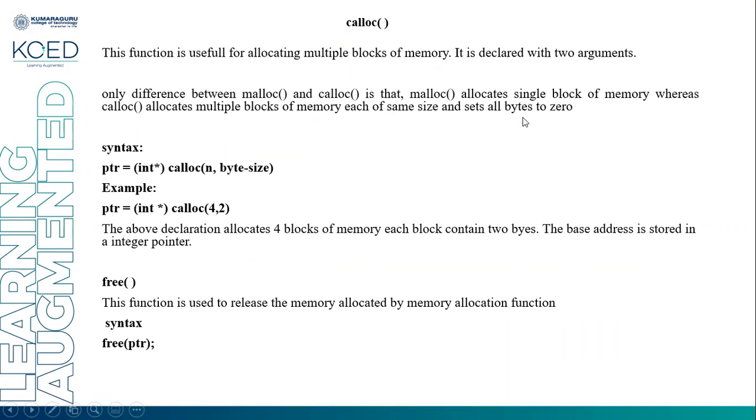Okay, it sets all bytes to zero. Initially, it will set all bytes to zero. Okay, this is the syntax: ptr = (data type *) calloc(n, byte size), for example (int *) calloc(n, size).